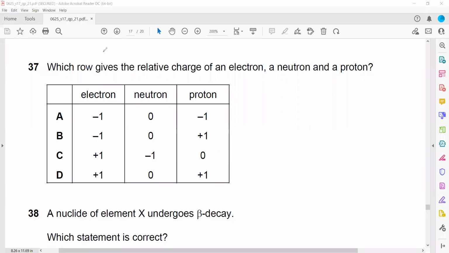So in this question, which row gives the relative charge of electron, neutron, and proton? Electrons are negatively charged, neutrons don't have any charge, and protons are positively charged. So what is the charge of an electron? It must be negative, neutron should be neutral, and proton should be positive. So it matches option B: electrons are negative, neutrons are neutral, and protons are positive.